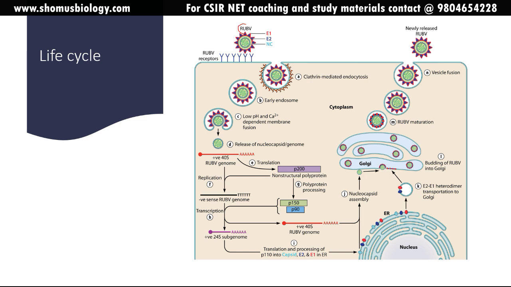Now let's look at the life cycle of this rubella virus, and here you can see a simple life cycle. RUBV is the rubella virus. It carries the coat proteins E1 and E2, and NC is the nucleocapsid inside this enveloped virus. This virus will be in contact with the rubella virus receptor on the surface of the host cell, which will be infected by this virus with the help of E1 and E2, and then internalization by clathrin-mediated endocytosis, early endosome formation, and here we have a low pH and calcium-dependent membrane fusion, as a result of which the nucleocapsid is released into the cytosol.